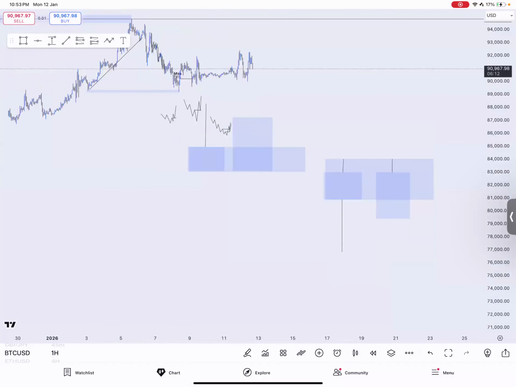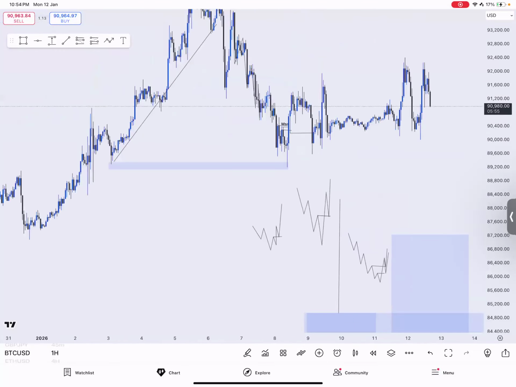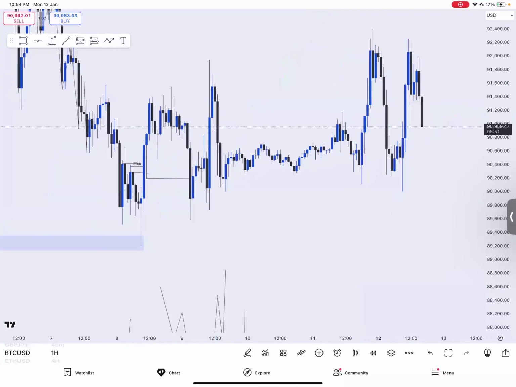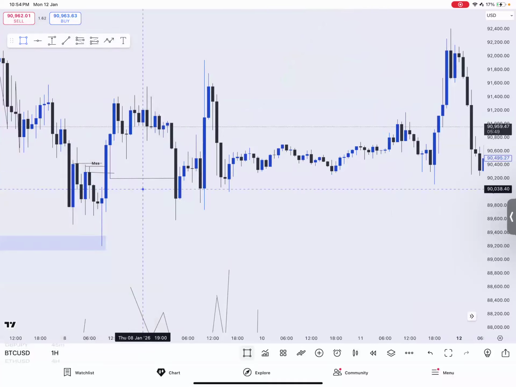So it's now time to fuse everything together. You've gotten the structure part, the MSS or the double break of structure, and gotten your inducement. Then for this scenario, you look for your order block that is after the inducement. Once the inducement gets taken out, you mark out your order block. So for this trade here, our inducement is right here. Our order block is down here.